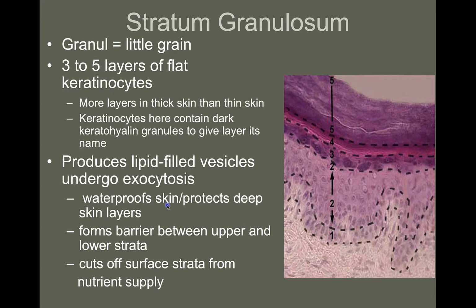So if you remember last lecture, we were looking at a zoomed out view of our stratified squamous tissue, and I said there was this really dark line, and we would come back to that. That's this line right here, our Stratum Granulosum. So again, we're going to cut off nutrient supply, so these layers of skin above it are dead, and the layers below it are alive. And you can also tell because we can see nuclei in these living cells, and we do not see any nuclei in these more superficial layers.